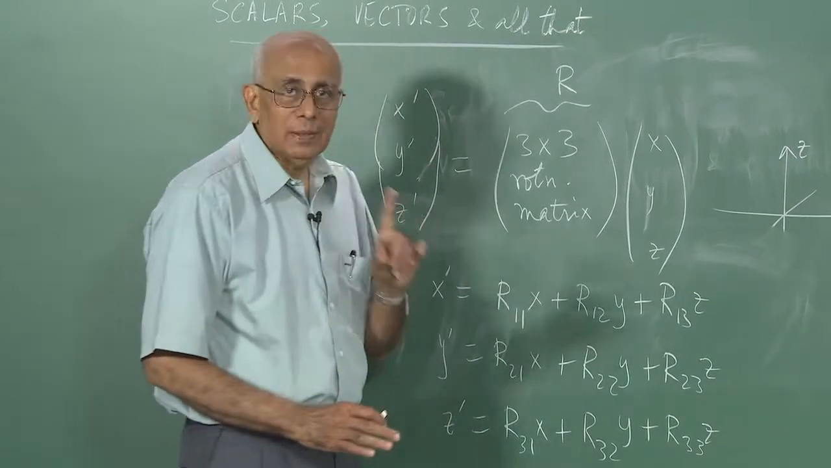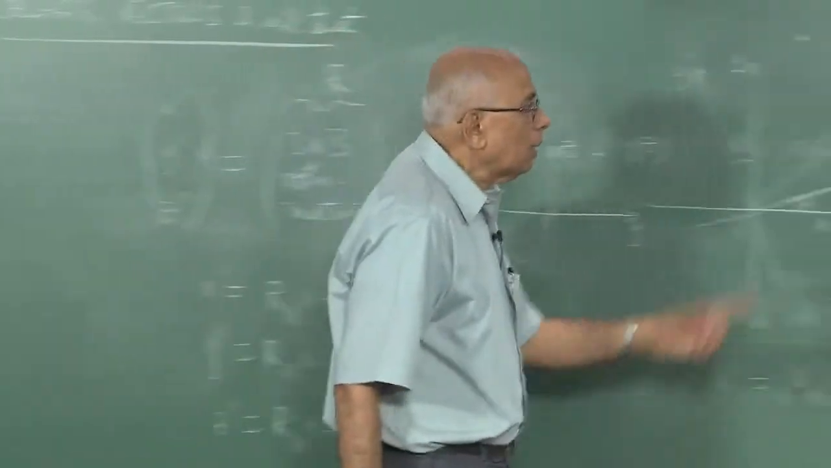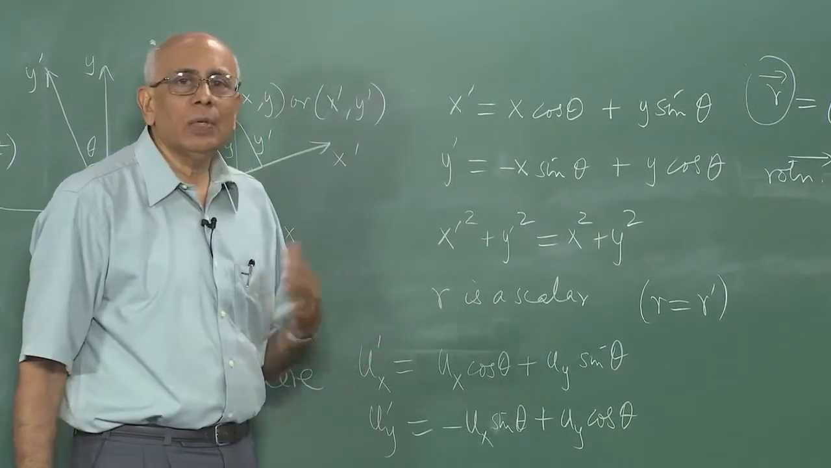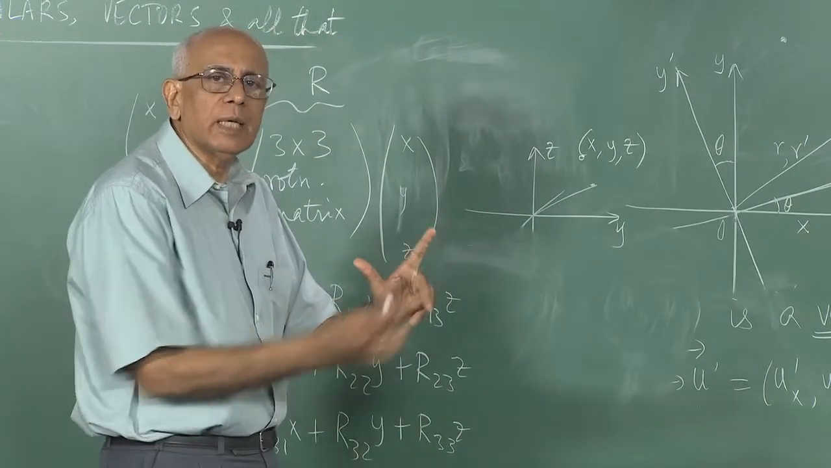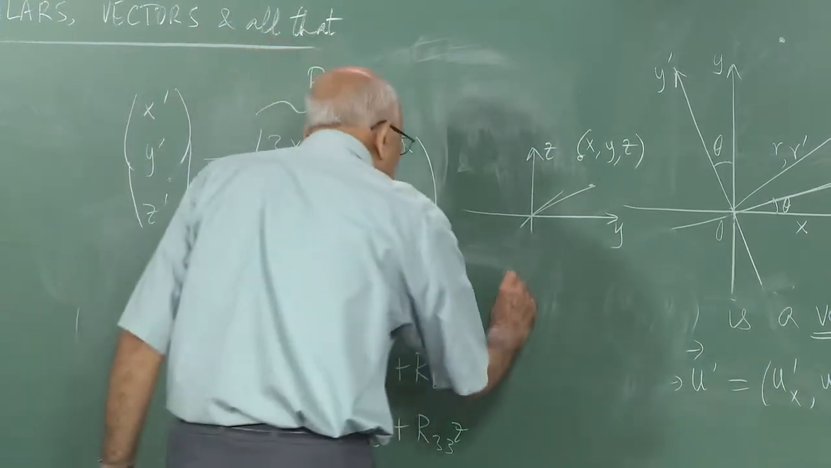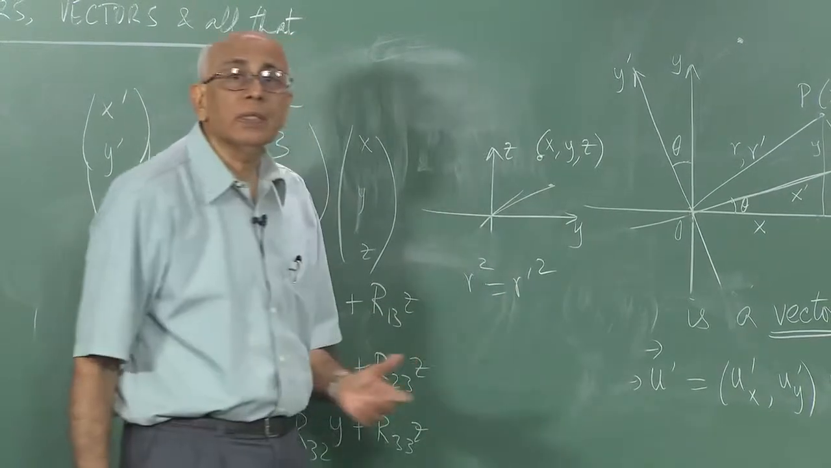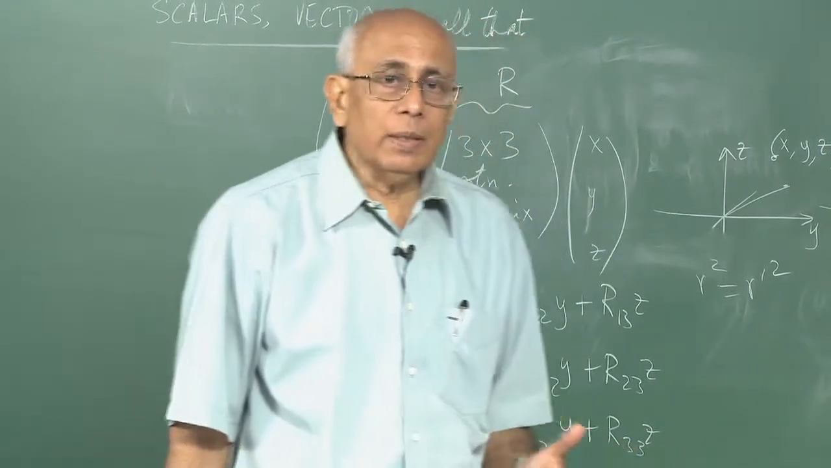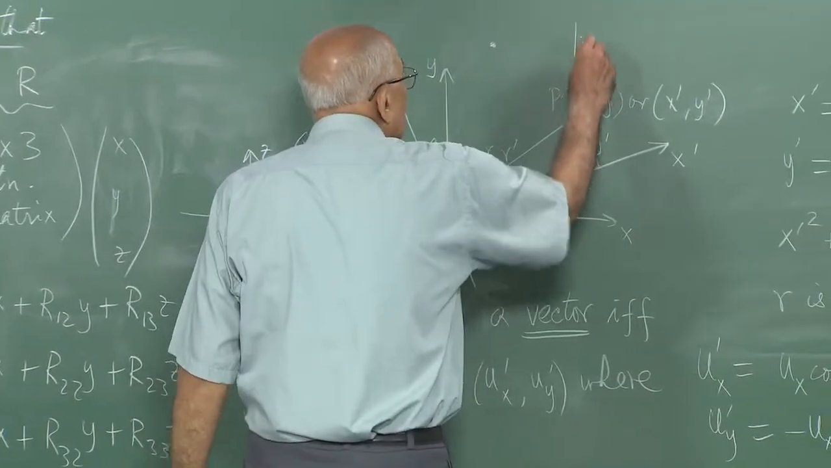And you are guaranteed that this matrix is such that the analog of the property that r squared equal to r prime squared is still going to be valid. So it is still true that the distance to any point from the origin clearly does not change under a rotation which keeps the origin unchanged. So you are still guaranteed that r squared is r prime squared and that r is a scalar in this quantity.